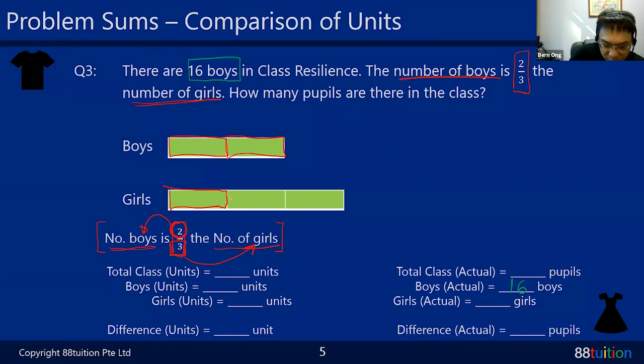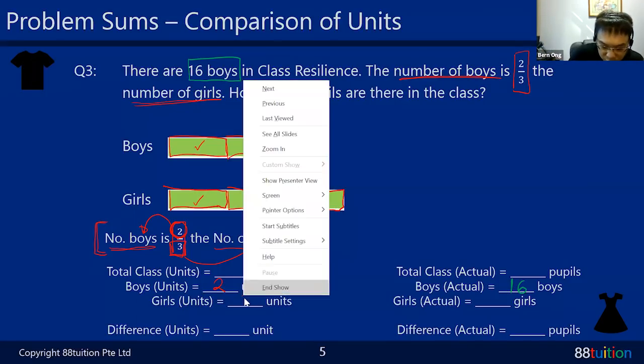This is what you have learned in your model diagram. Is that true? Yes, but in terms of unit method, actually this is called unit method. I just call it comparisons of unit. Primary 4, you learned this already, but for P3, not really. So in terms of model, yes, you can draw something like that. Or simply, don't draw a model. Just look at this statement: number of boys is 2/3 number of girls, which means the boys got 2 units. Numerator is for the front, denominator is for the back. Girls got 3 units.